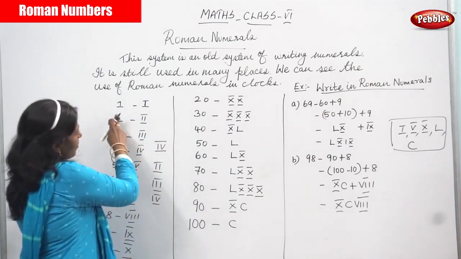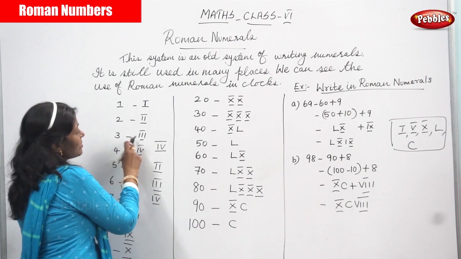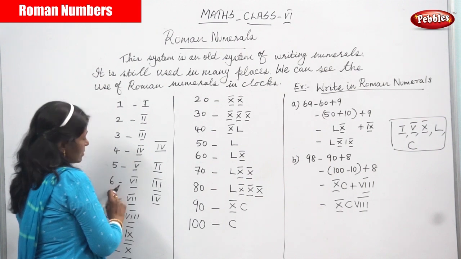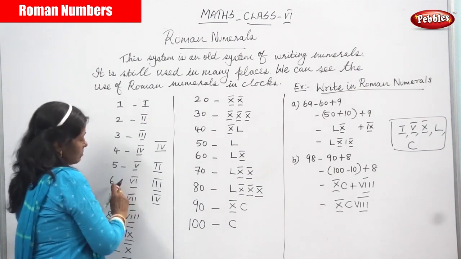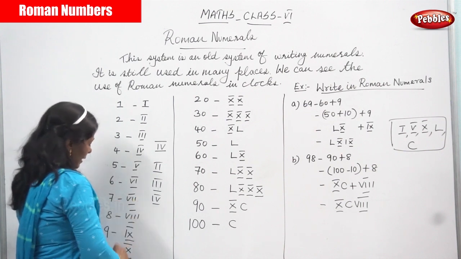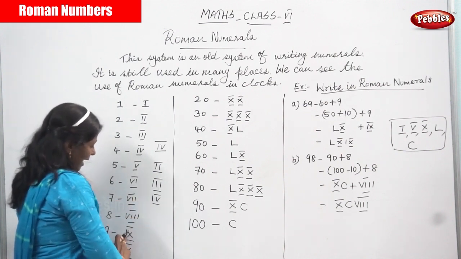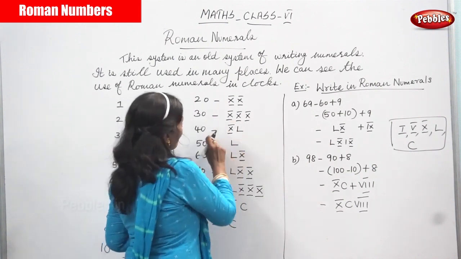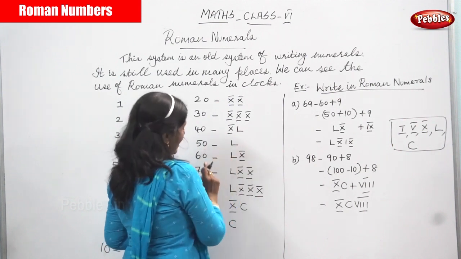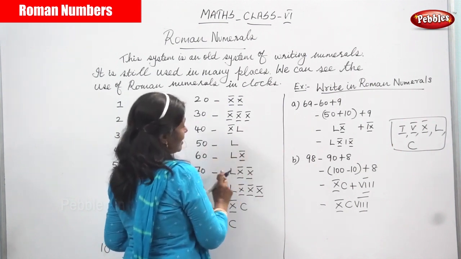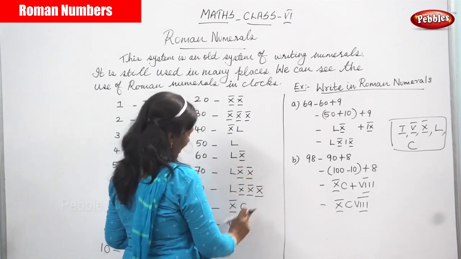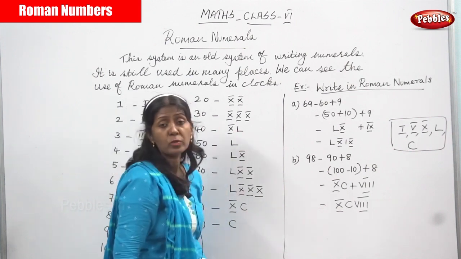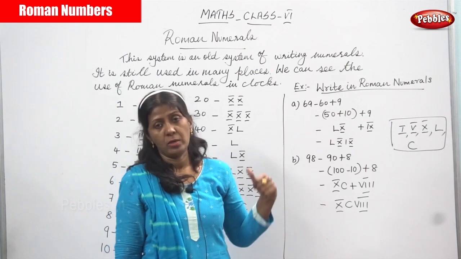I'll repeat once again. 1 means I, 2 means double I, 3 means triple I, 4 means I and V, 5 means only V, 6 means V and I, 7 V double I, 8 V triple I, 9 I and X, 10 only X. Okay, and 20 means double X, 30 means triple X, 40 means XL, 50 means L, 60 LX, 70 L double X, 80 L triple X, 90 X and C, and 100 only C. So these are the Roman numerals. So you have to memorize the Roman numerals.